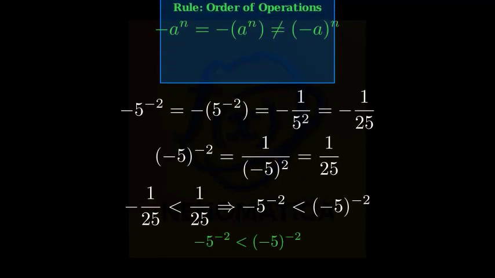Since -1/25 is less than 1/25, -5 to the power of -2 is less than (-5) in parentheses to the power of -2. Let's summarize what we've learned.